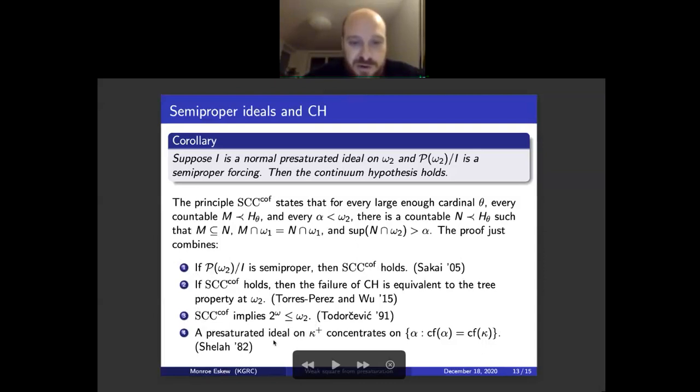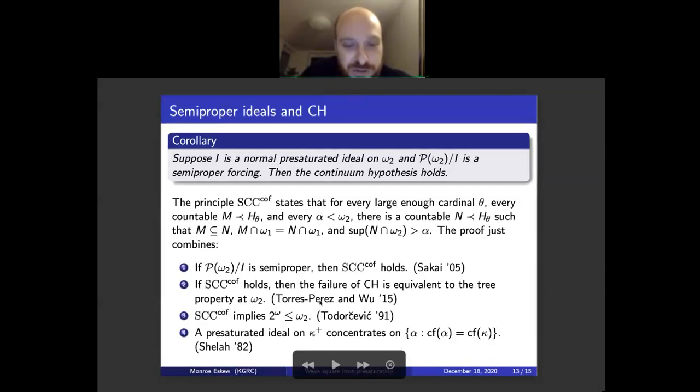By my theorem, that means weak square omega 1 holds, which means there's an Aronszajn tree of height omega 2. But by Torres, Perez, and Wu, that means the other possibility must hold, so CH must hold. Either there is an Aronszajn tree or CH. Either CH holds or there is an Aronszajn tree, or there's no Aronszajn tree. Yeah, sorry. Okay.